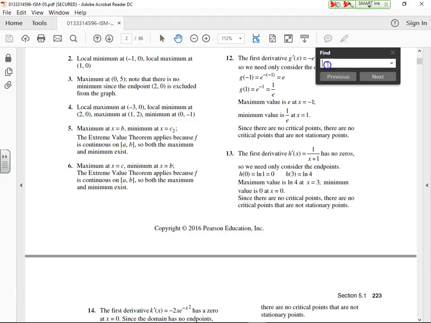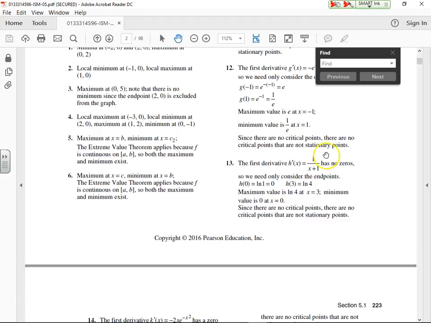Good? No. Because 4 was DNE. There was a hole at those points. There was a jump. Oh, I must have looked at the wrong problem then. Oh, bummer. Okay. It makes sense with the one that you guys looked at. Next one.